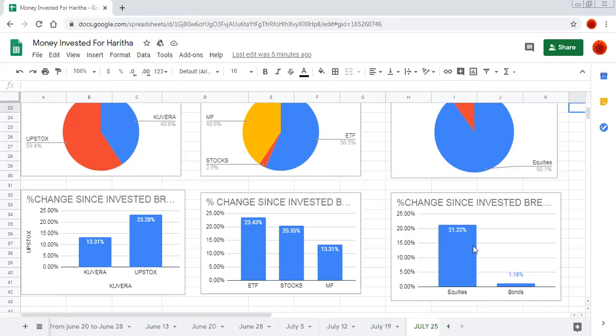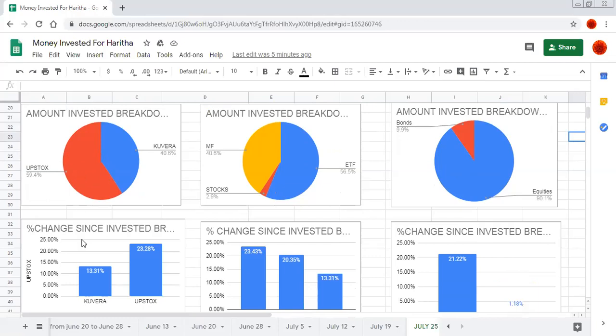Now move on to the third bar graph. This is about asset allocation, and I got the highest profit in equities, that is 21.22%, and the least profit in bonds, that is 1.18%.